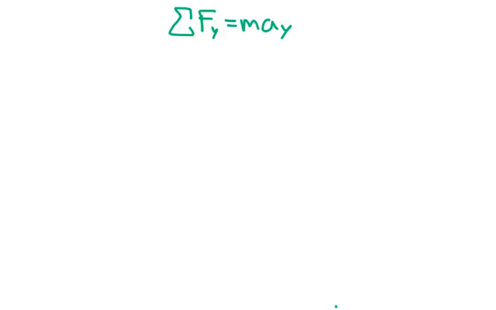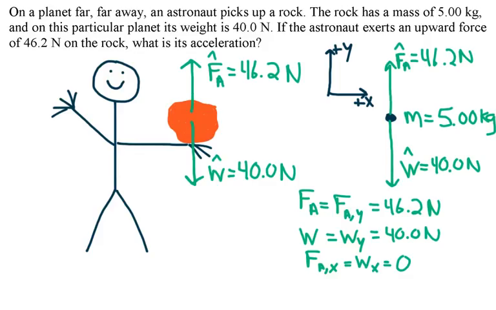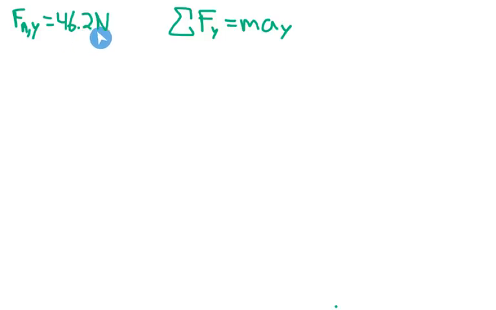So let's just clarify a few things, though. We have the force of the astronaut, so the force of the astronaut in the y direction is equal to 46.2 newtons. Now, you can see, according to the coordinate system that we set up, the force of the astronaut is pointing straight up, so we know that its value should be positive. So we're going to leave that value as positive, which it is right now.